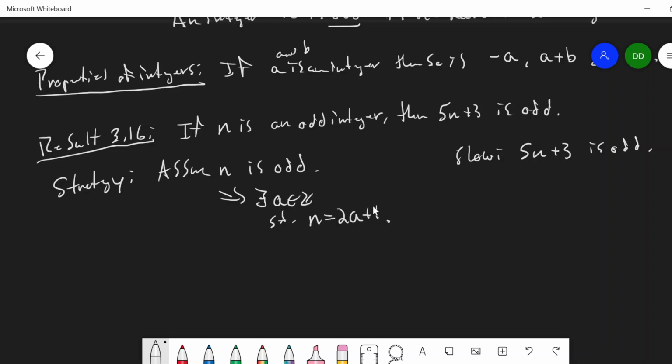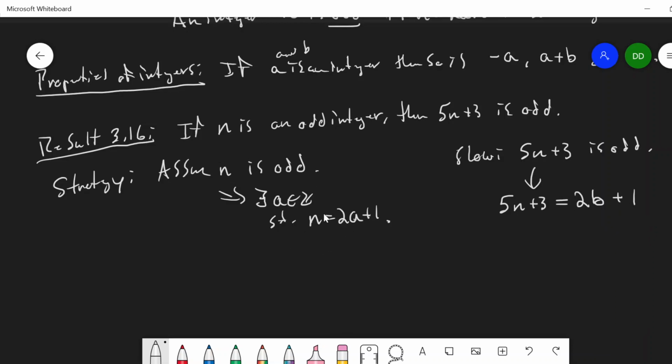We're going to use this fact then to show that 5n plus 3 is odd. So I'll want to write 5n plus 3 as twice some other integer b plus 1. Not necessarily the same a, right? Just some integer b, twice that plus 1. So that's my goal.